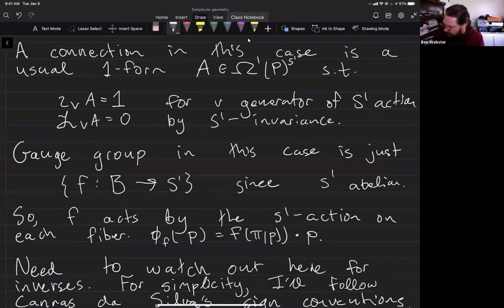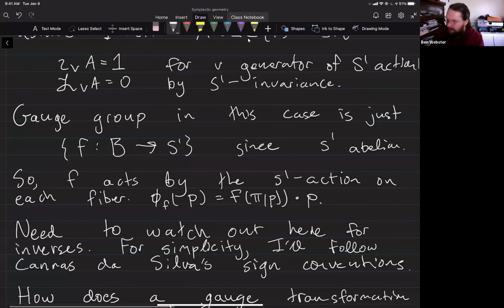All right, the gauge group in this case. So when you have an abelian group, acting with group elements is an automorphism of the fibers. So your gauge transformations just specify on each fiber which group element you act with. It's only with non-abelian groups that you have to be more careful about the definition. So the gauge group really is maps from B to S1.